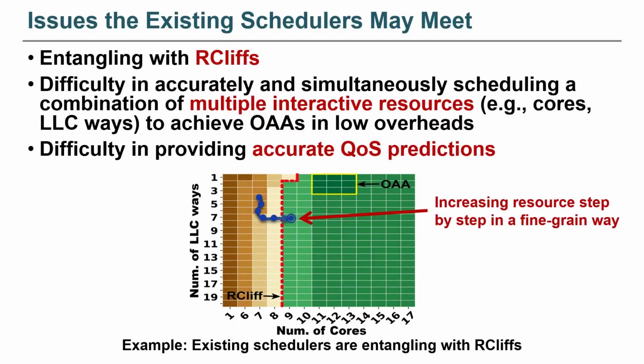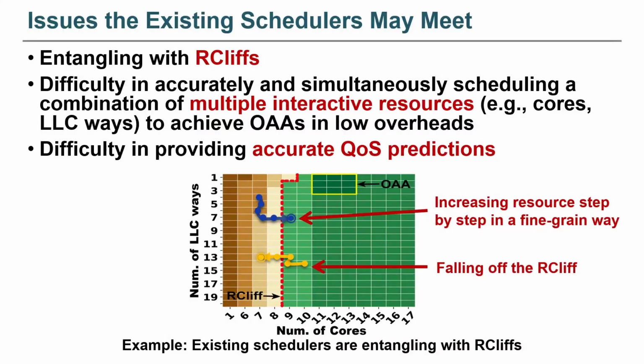For another example, if the current resource allocation is close to RCliff, a slight resource reduction for any purpose has the danger of falling off the RCliff, leading to a sudden and sharp performance drop. The second issue is that existing schedulers find it difficult to accurately and simultaneously schedule a combination of multiple interactive resources to achieve OAA in low overheads. The third issue is that existing schedulers find it difficult to provide accurate QoS predictions. They can hardly balance the QoS and the resource allocations.